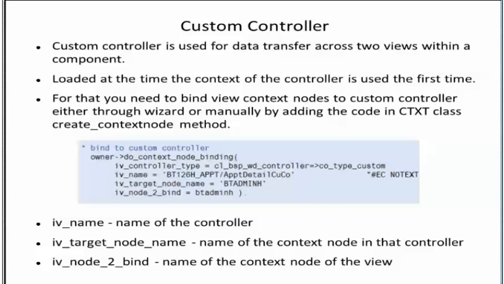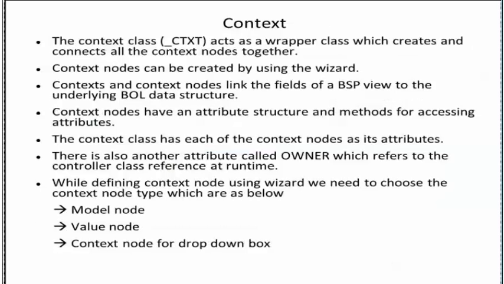So on the whole, to summarize, we have discussed 5 types of controllers till now. One is the view controller, second is the window controller, third is the interface controller, fourth is the component controller, and fifth is the custom controller. So these are the major controllers present within the WebAI framework. Moving forward, now we will discuss the context.